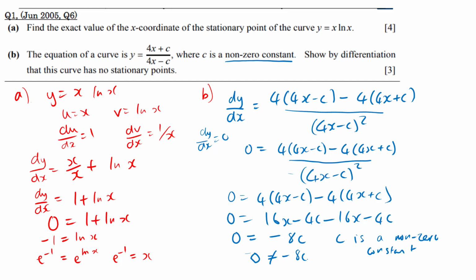Does that make sense? Yeah. Because the only way this can be solved is c has to be 0 to solve this, but I've already told you in the question it's non-zero, so it can't be solved. So that must mean there's no stationary point. And that is that done.